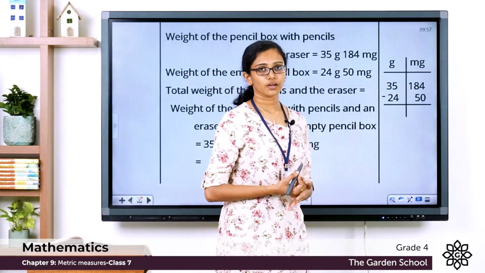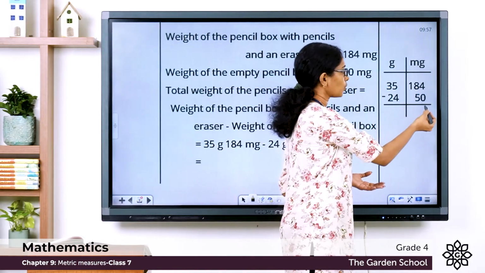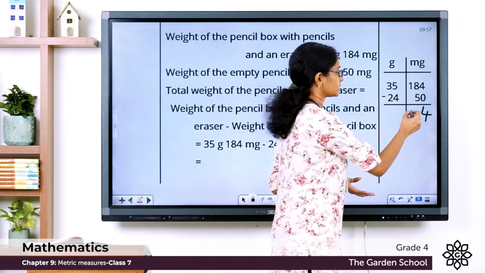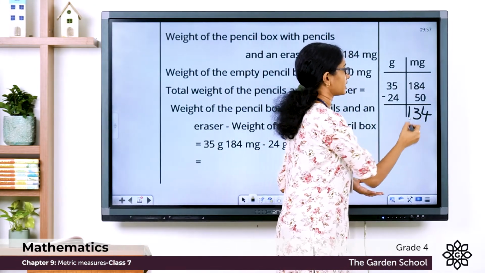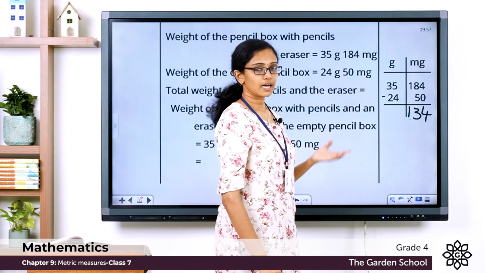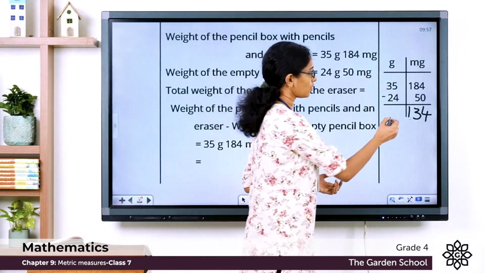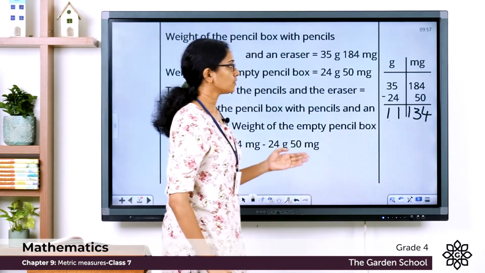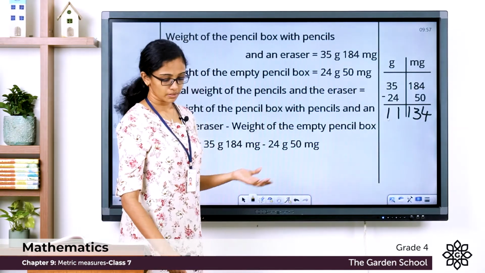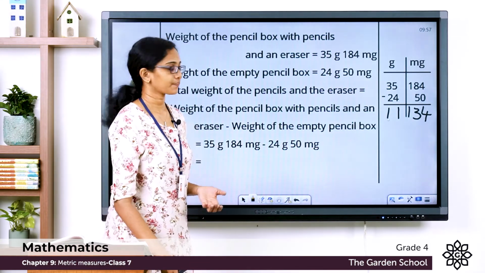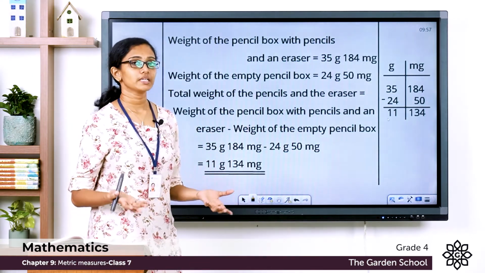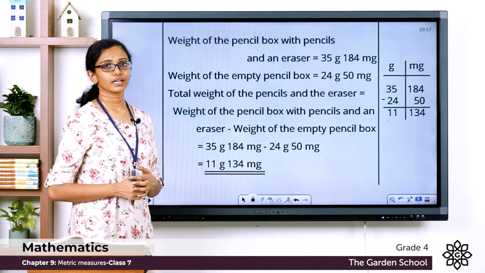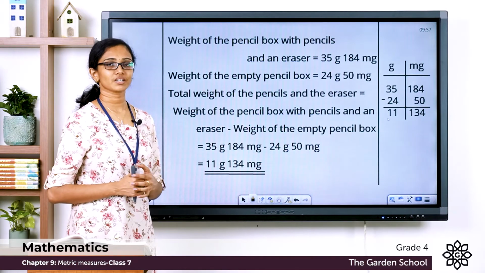Now in the milligrams column, we have 4 minus 0, 4; 8 minus 5, 3; then 1 here. Now in the grams column, we have 5 minus 4, 1 and 3 minus 2, 1. So here we have a difference of 11 gram 134 milligram. So what is the weight of the pencils and the erasers together? It is equal to 11 gram 134 milligram. I hope this is clear to you.